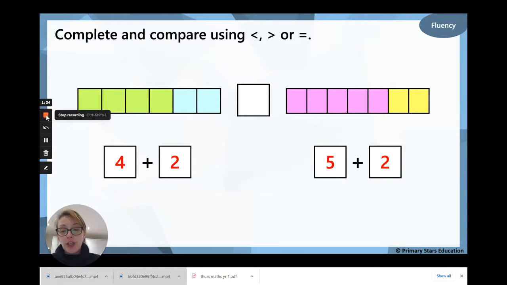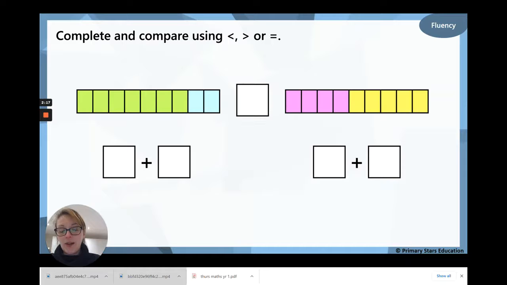So 4 and 2, you should have found out that that gives us the total of 6. And 5 and 2 gives us the total of 7. So 6 is a smaller number. So 6 is less than 7. So we can put in the less than symbol. You can see that crocodile, its mouth is open towards the larger number, 7 is larger, so we put the less than symbol, 6 is less than 7. Let's look at the next problem.